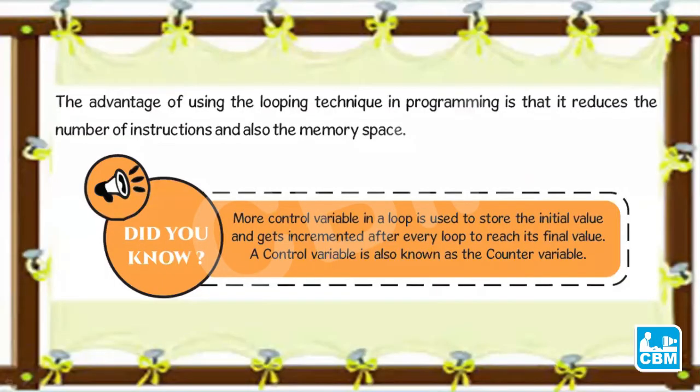The advantage of using the looping technique is that it reduces the number of instructions, and the fewer the instructions, the lesser the memory consumption. The control variable in a loop is used to store the initial value, and it gets incremented after every loop till it reaches its final value. A control variable can also be known as a counter variable.